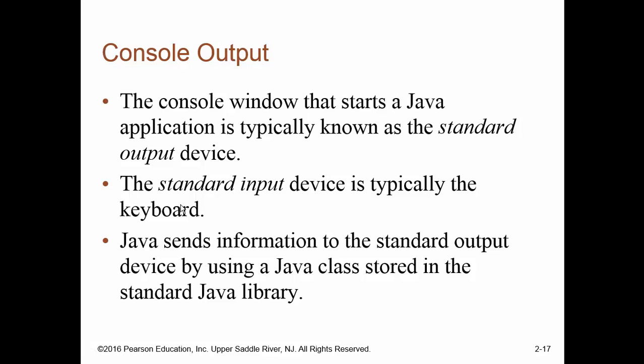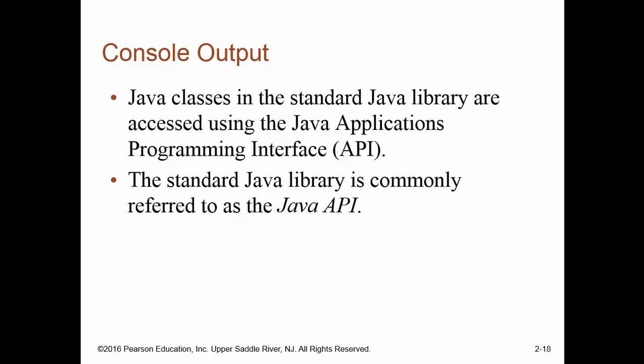That console is known as our standard output device. The input device by default is going to be the keyboard. All right, as it says, Java sends information to standard out by using a Java class stored in the Java library. Now, they talk here about the Java API. API is an acronym that stands for Application Program Interface. For lack of better words, it's kind of a contract that the programming language has with you that says, I'm going to give you all this code that I've created, but you have to agree to use it in the way that I've specified it should be used.